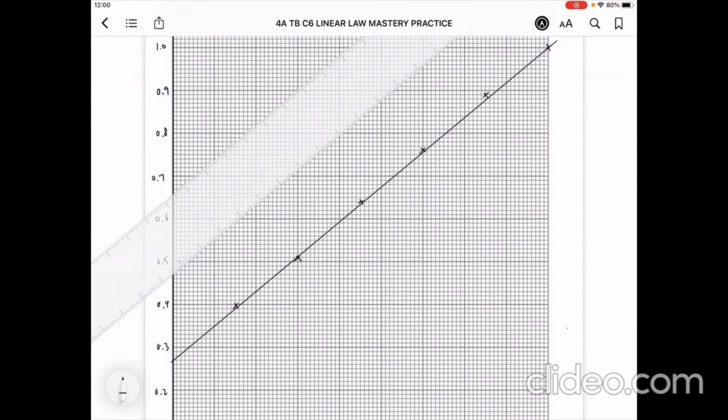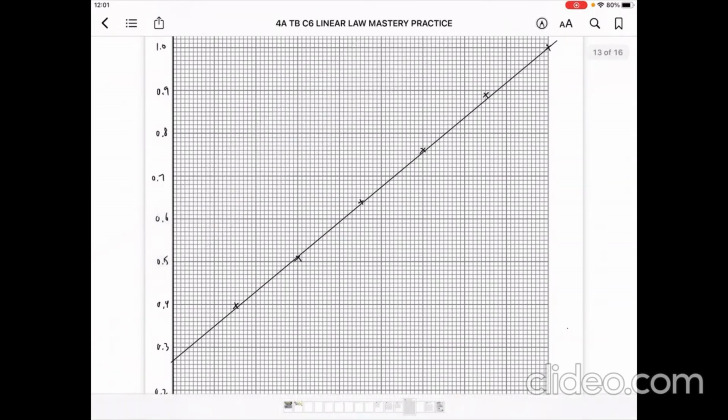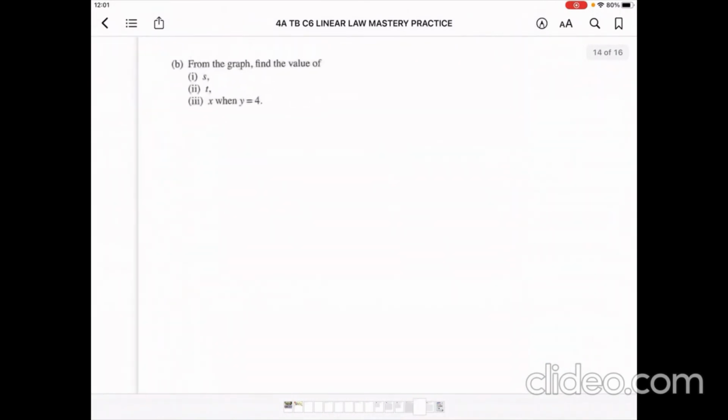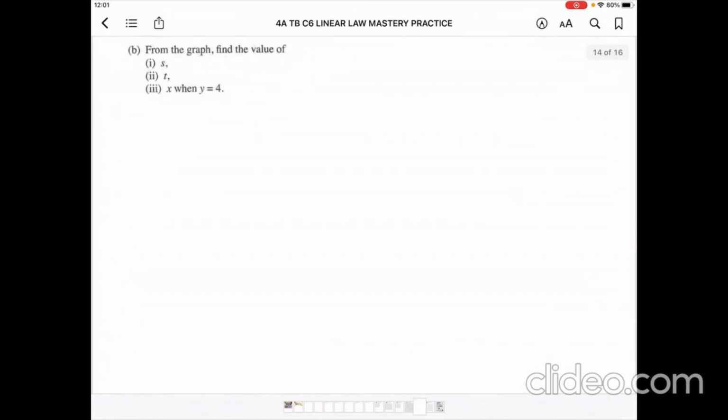Yeah. Okay. Now the next thing is we need to look at two things. They say draw the line of best fit, right? And done already. Okay, let's look at the next page. You're supposed to find three things actually. Find x, s, and t. St, the value of x when y is 4. Okay, you may have to switch from one page to another.